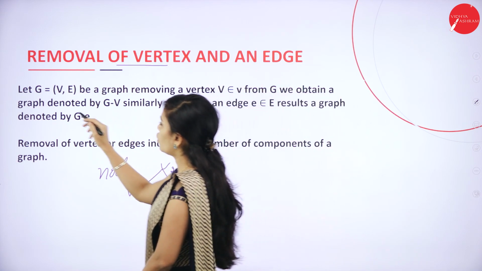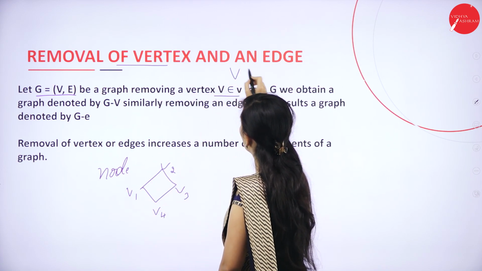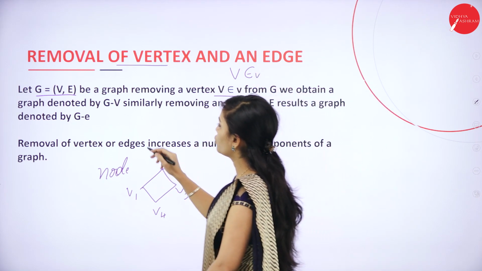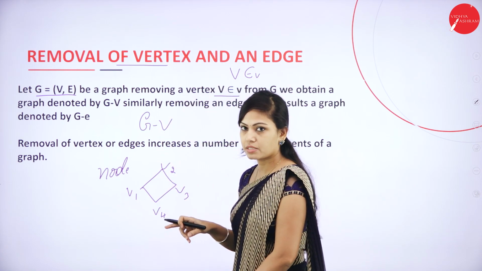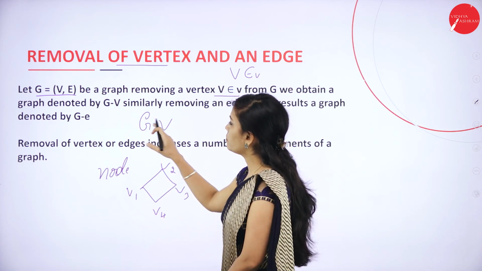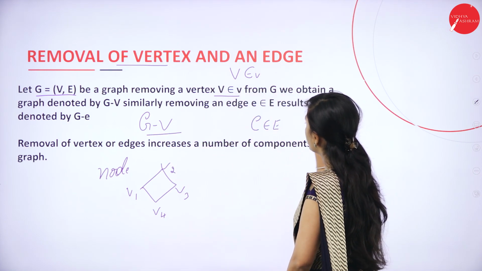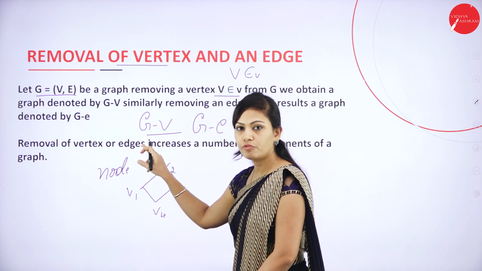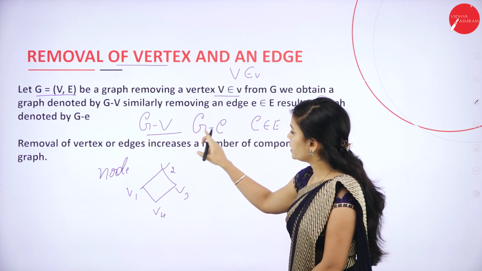So now, removal of vertex and an edge. Let G of V, E be a graph. Removing a vertex, that is v belongs to V, from G we obtain a graph denoted by G minus v, because we are removing one or more vertices in a given graph. Similarly, removing an edge, that is e belongs to E, results in a graph denoted by G minus e. So removal of a vertex is G minus v and removal of an edge is G minus e.